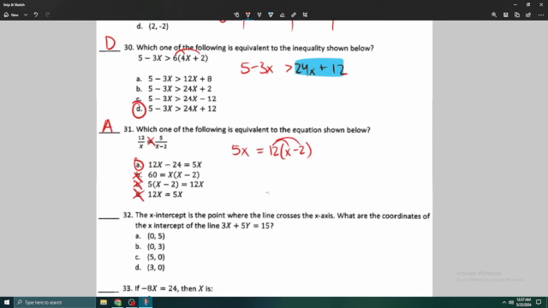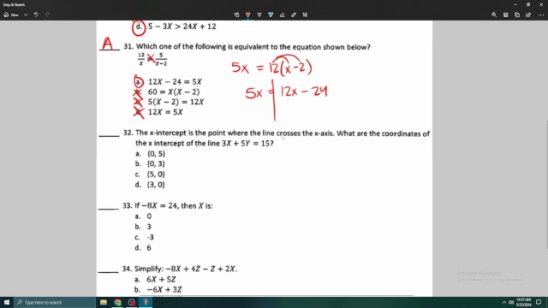So I'm going to distribute that 12 to both terms. 12 times x is 12x. 12 times minus 2 is minus 24. So 12x minus 24 equals 5x. And they just did a little bit of symmetric property, switching the things around.